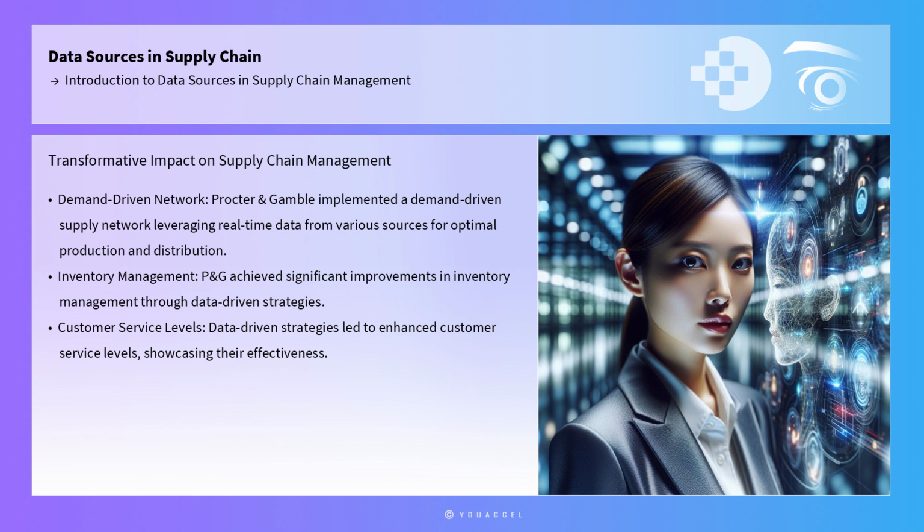Case studies highlight the transformative impact of these data sources and technologies on supply chain management. For example, Procter & Gamble implemented a demand-driven supply network that leverages real-time data from various sources, including point-of-sale data, to optimize production and distribution. As a result, P&G achieved significant improvements in inventory management and customer service levels, demonstrating the effectiveness of data-driven strategies.